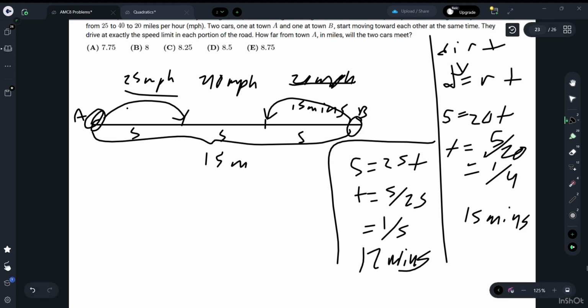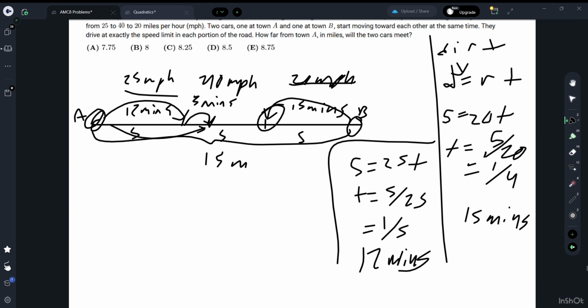So if this is 12 minutes long, then we need 3 more minutes to get to a certain place right there. So say this takes 3 minutes. We want to find how far it's going to travel in these 3 minutes, because we want to find how far it travels in 15 minutes, at the same time this one does to here. So in 3 minutes, let's plug it into distance equals rate times time.